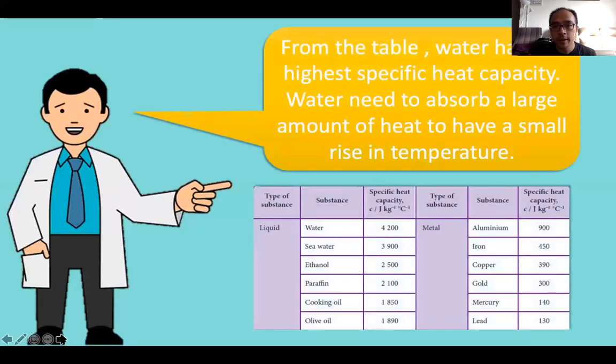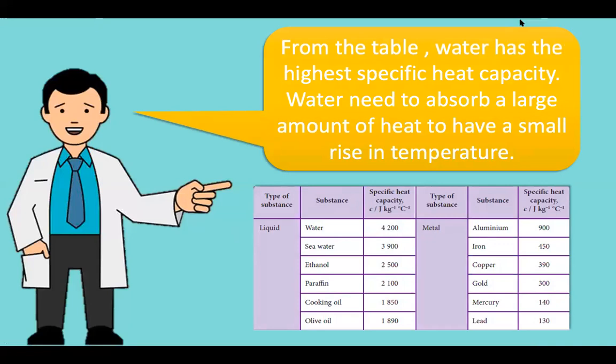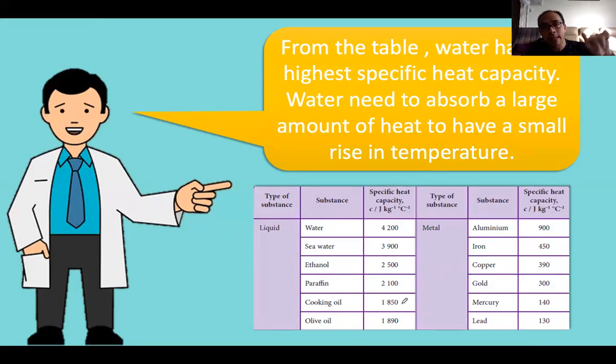So from the table we find that water has a higher specific heat capacity. Water needs to absorb a large amount of heat in order to have a small rise in temperature. Compared to cooking oil or olive oil, 1850 is very little. That's why when you cook with cooking oil, the oil becomes hotter very fast. If you want to do a comparison, put the same amount of oil and the same amount of water and see which boils first. You find that the cooking oil will boil first, because the specific heat capacity of cooking oil is much smaller than water.